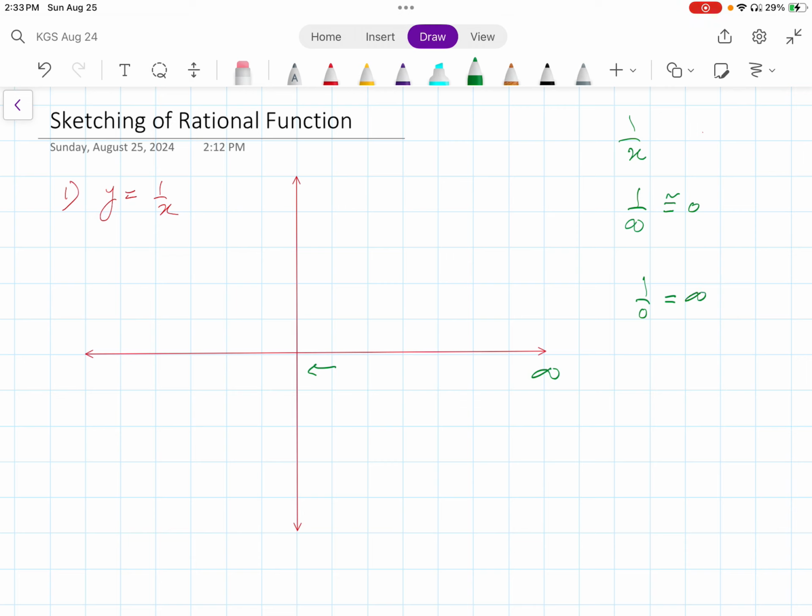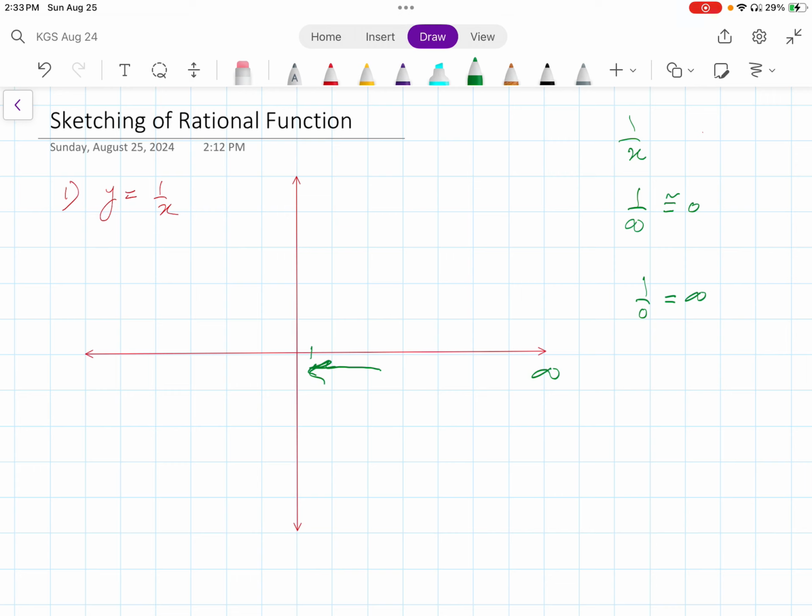Now, the second important thing to sketch the graph is to know whether the y values are positive or negative near the asymptote. Since the y-axis is the vertical asymptote, we have to find out if x is very close to that asymptote, whether y values are positive or negative. So if x values are approaching 0 from the right side, what are the y values? Obviously x values are positive, that means y values are also positive.